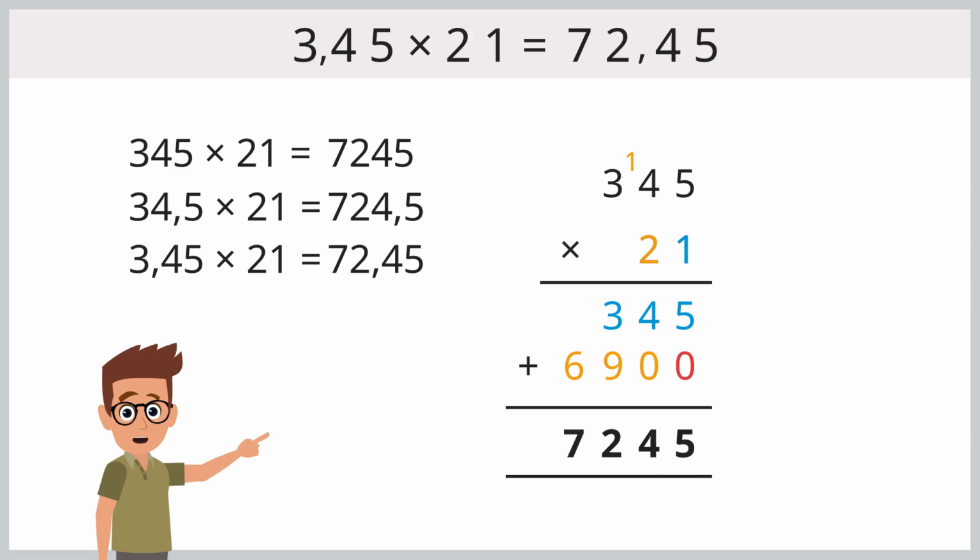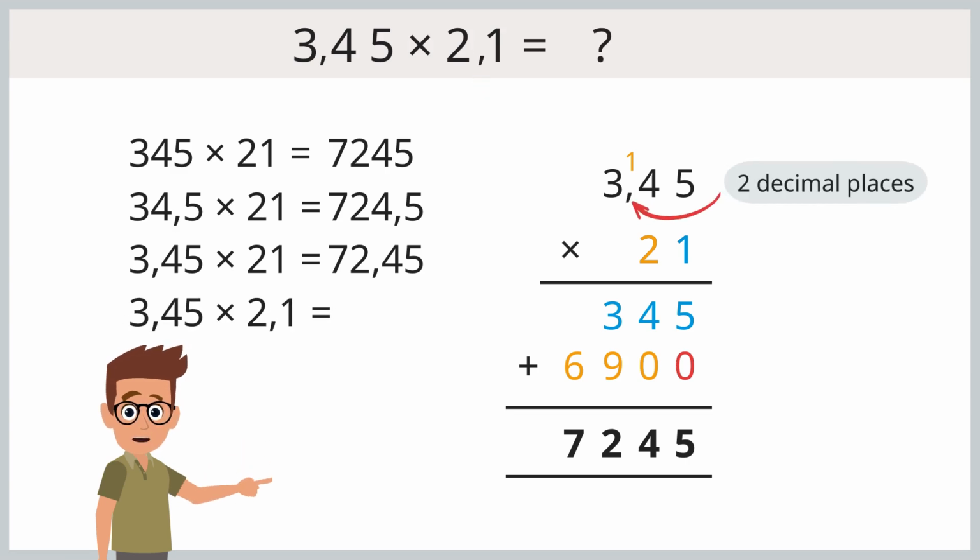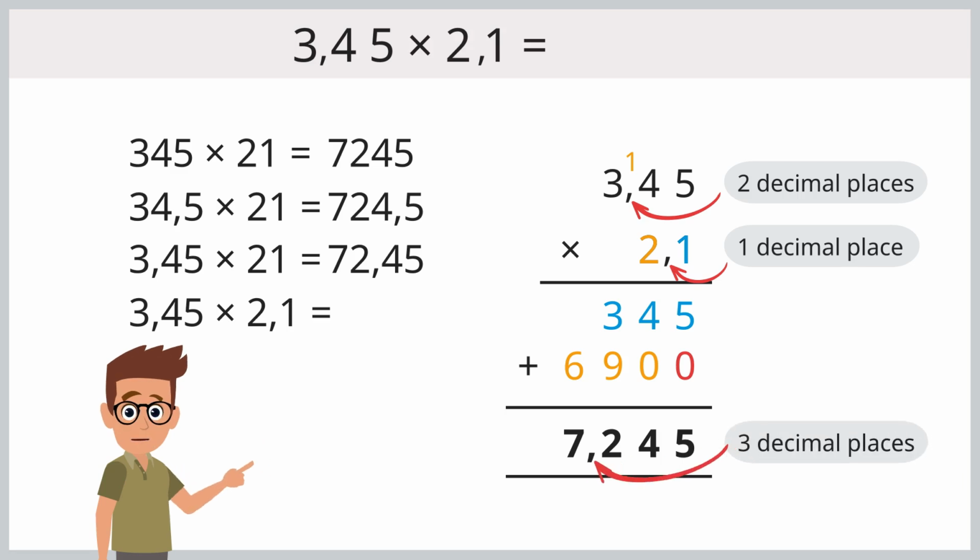Next, can we multiply two decimal numbers by finding 3.45 times 2.1? There are two decimal places in 3.45. There is one decimal place in 2.1. We add them together to find the total number of decimal places in our answer. 2 decimal places plus 1 decimal place equals 3 decimal places. We should have 3 decimal places in our answer. So, 3.45 times 2.1 is equal to 7.245.